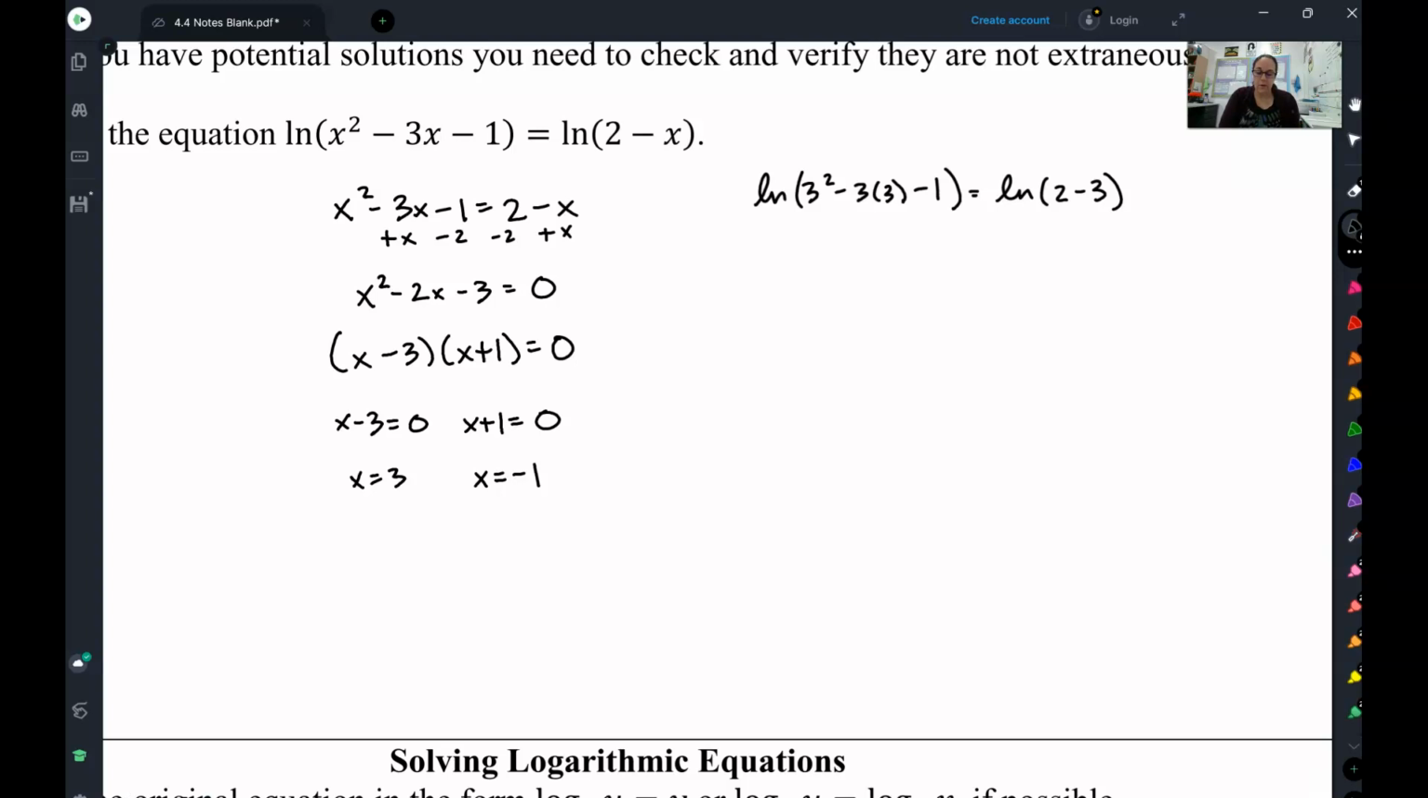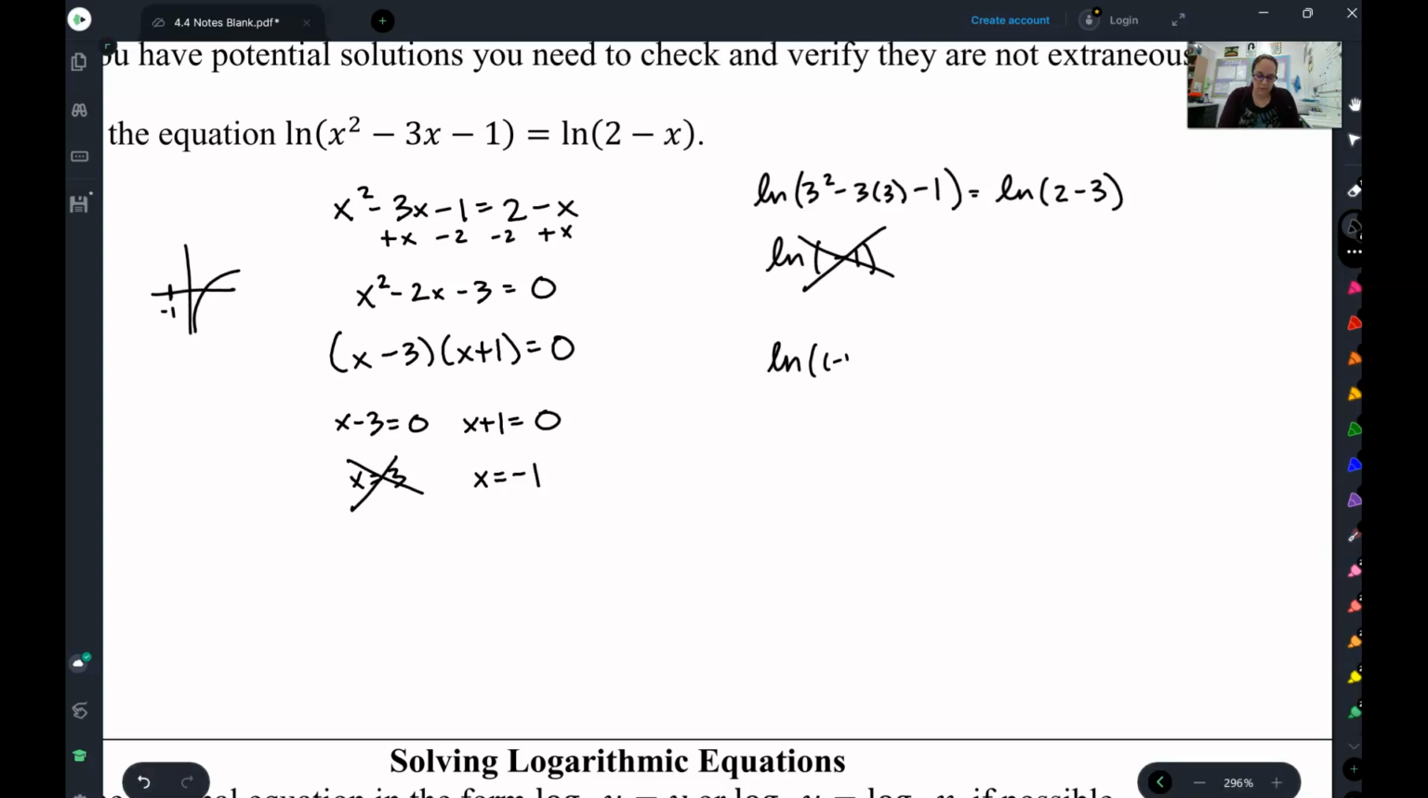So I plugged my 3 back into my original equation, and let's see what we get. This becomes 9 minus 9 minus 1, which is a negative 1. And right away I should go, hey, that doesn't work. We can't put a negative inside a logarithm. It's not part of the domain. It doesn't work. If you forgot about it, think of the graph of log. It doesn't go over to negative 1. So I cannot have a negative inside a logarithm. So right away, 3 does not work.